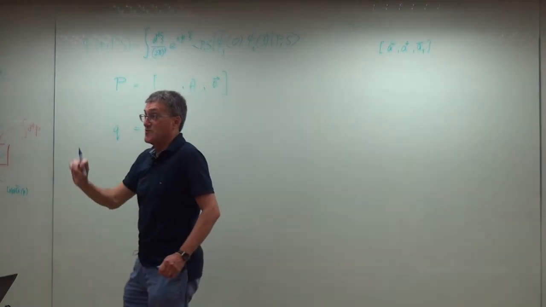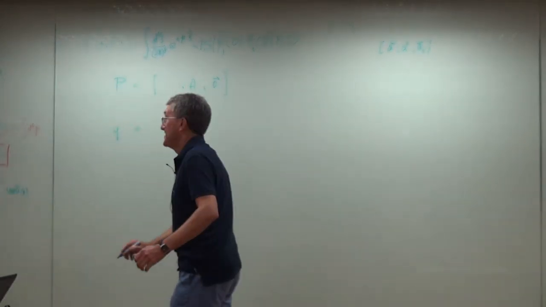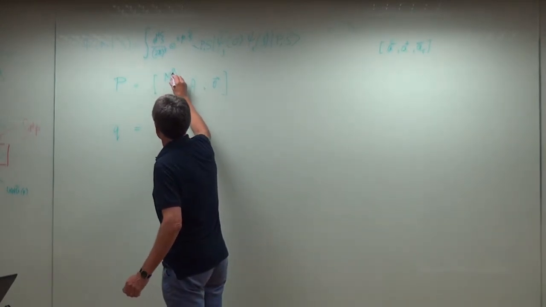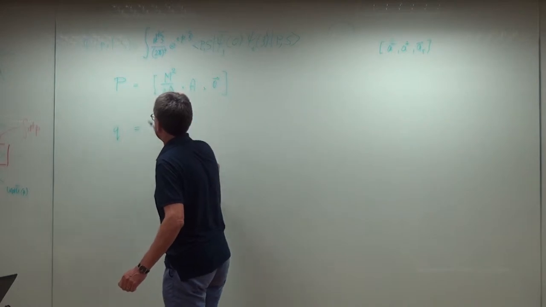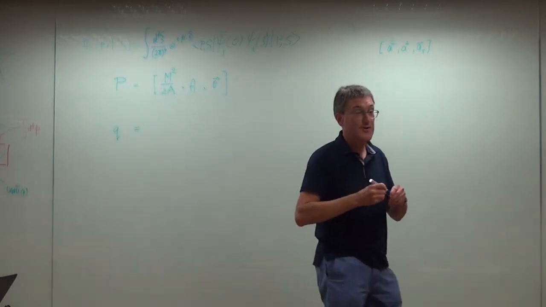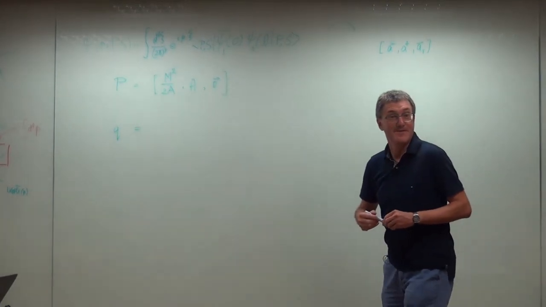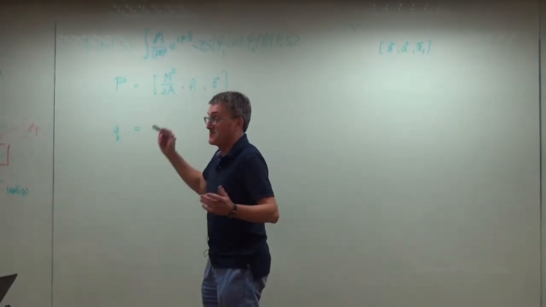First momentum, I can choose the z direction. I still haven't done anything, so this is this thing. Now, since this is a proton, simply this is m squared over 2a. I mean, there's no other possibility. Everybody would agree? I mean, you want b squared to be m squared.